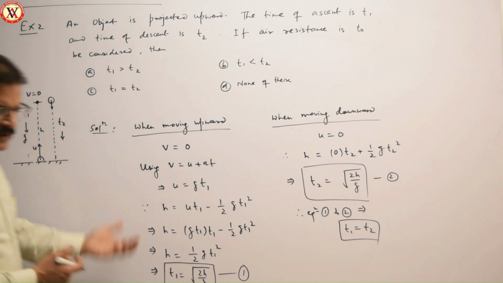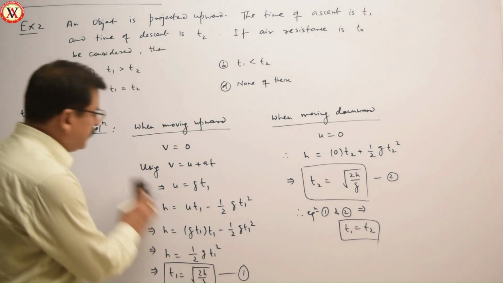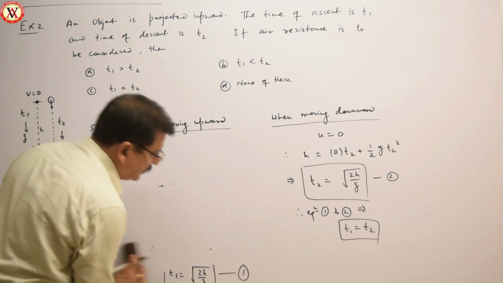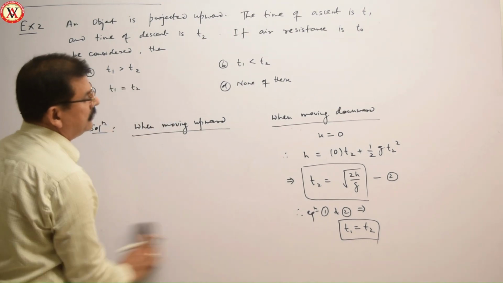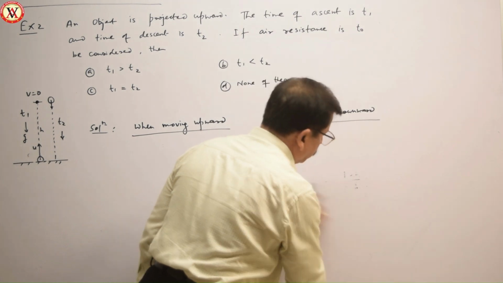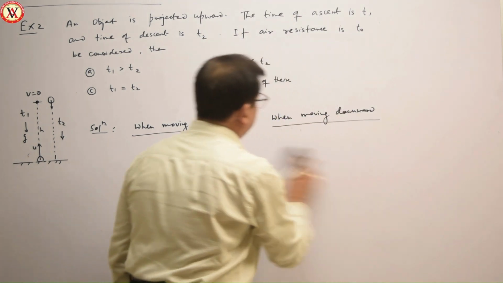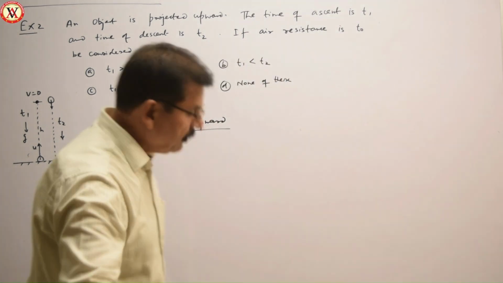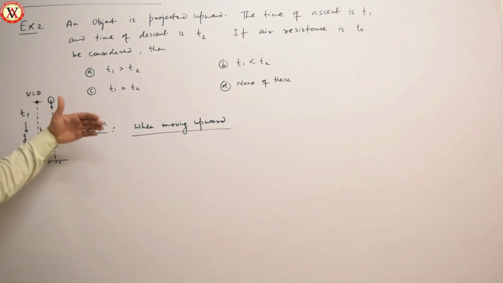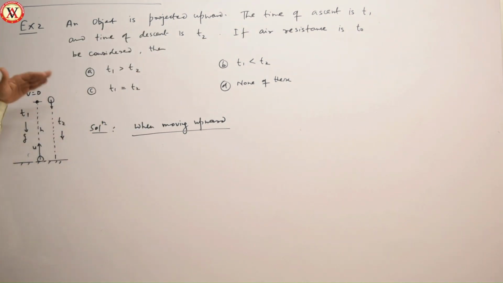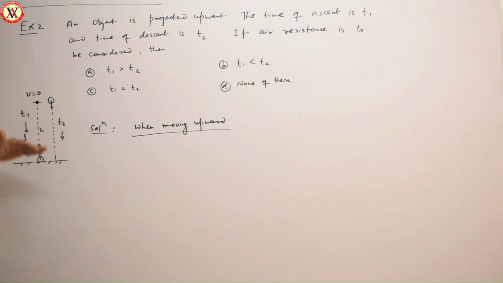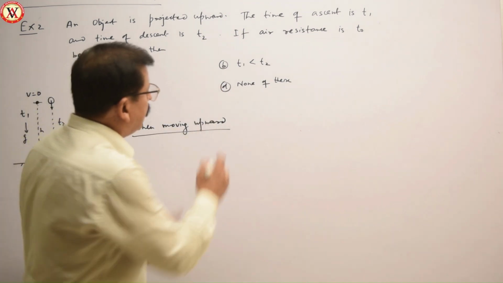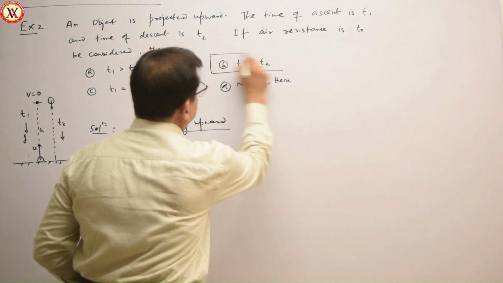But here students, try to understand, if you consider air resistance, then the result is a bit different, rather entirely different, you can say. And it's very interesting to understand. Time taken to move up will be less than the time taken to move down. When the body is moving up, it takes less time, and when moving down, it takes more time. Let's try to prove it. That means your answer should be T1 is less than T2.